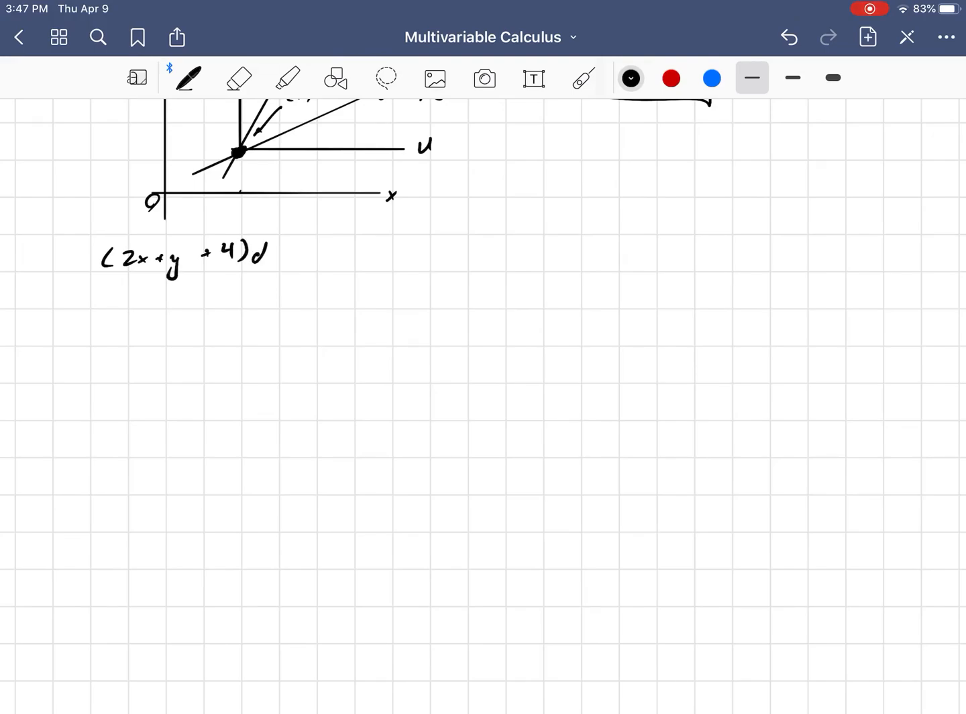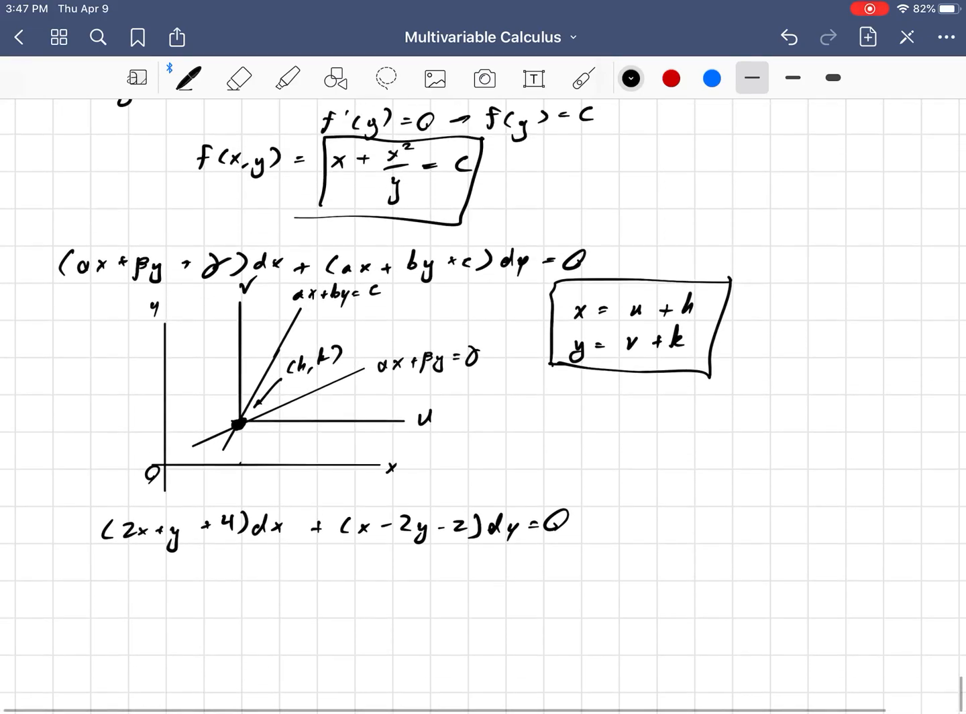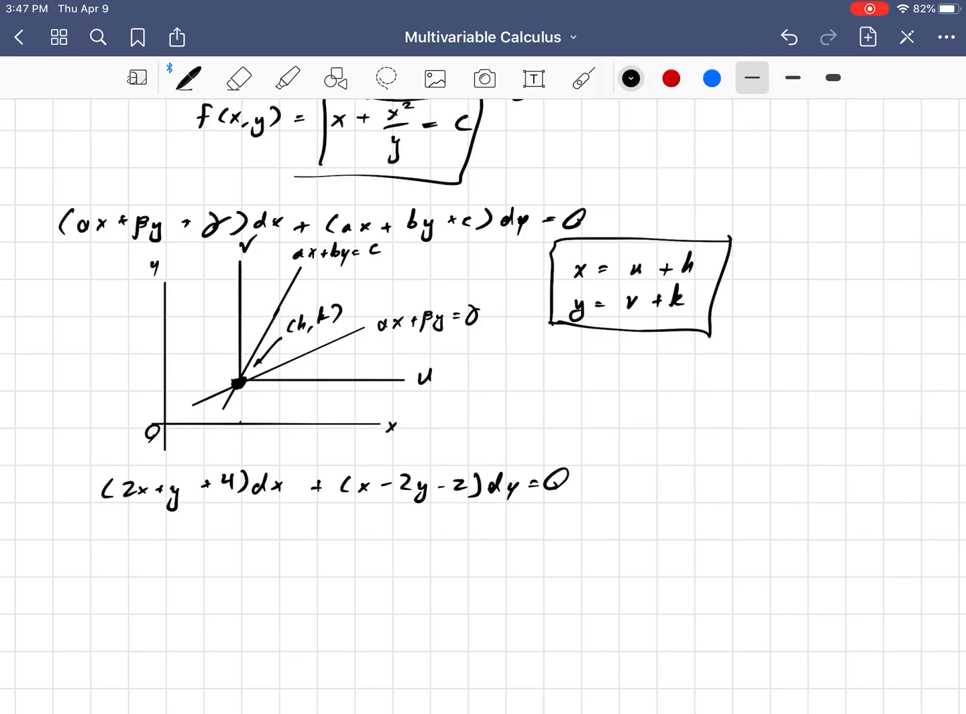So as an example, (2x plus y plus 4) dx plus (x minus 2y minus 2) dy is equal to 0.